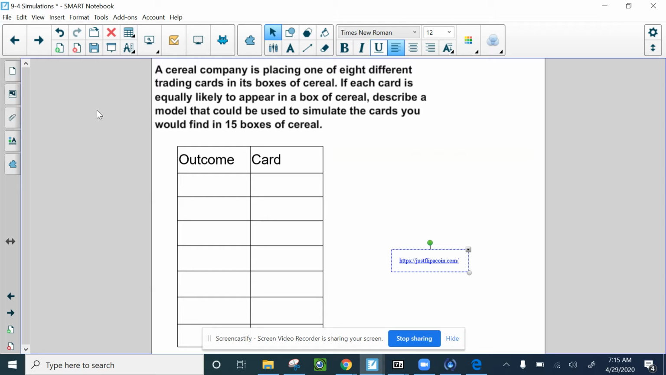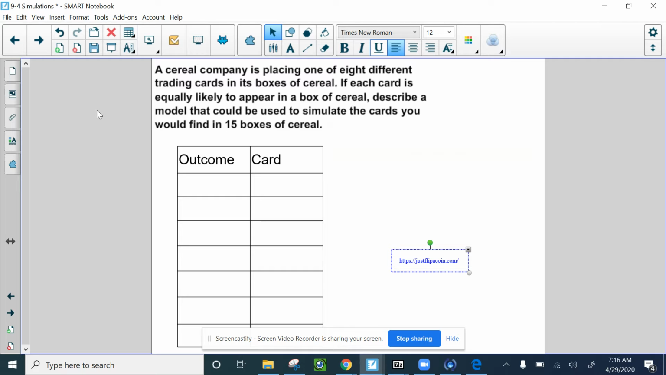Now, it's kind of impractical to go out and buy 15 boxes of cereal just to open them up to see what trading card you'd get. I don't think most parents would want to be buying that much cereal, and we just don't need to be stocking up on cereal like that. It's kind of a waste right now, unless you have a very hungry family who just eats cereal all day long. So we need to come up with something that could be used in its place to simulate this.